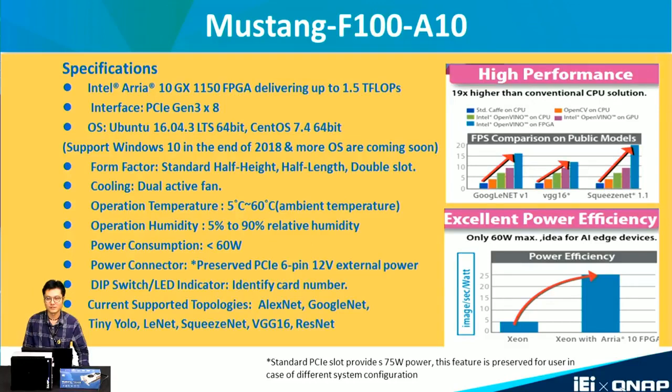So you can see from the picture on the right side that the performance is 90 times higher than the system which only has the CPU. And the power efficiency is also 5 times better than the system which only uses the CPU.